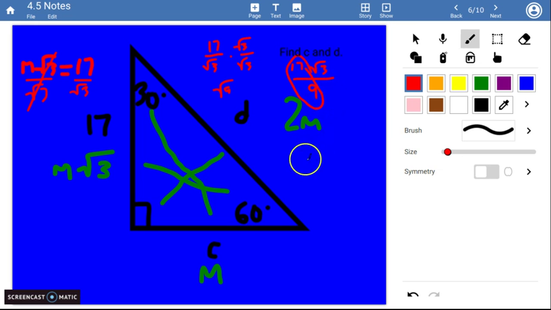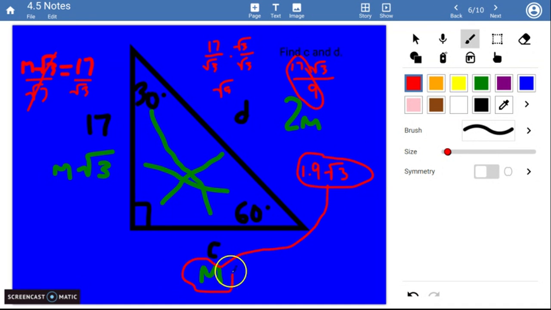We're going to round to the nearest tenth, so that's 1.8. Or, sorry, that's actually 1.9. And then root 3. 1.9 root 3 is what our m is. So we did all of that just to find this m.